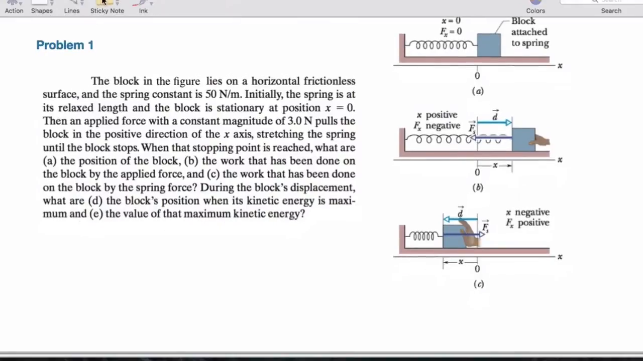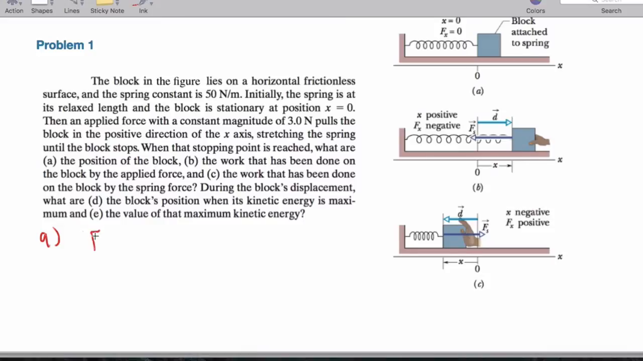All right, the energy packet problem A. Here we go. So I have an object. It is being stretched by a constant force, and I want to know the position when it stops.